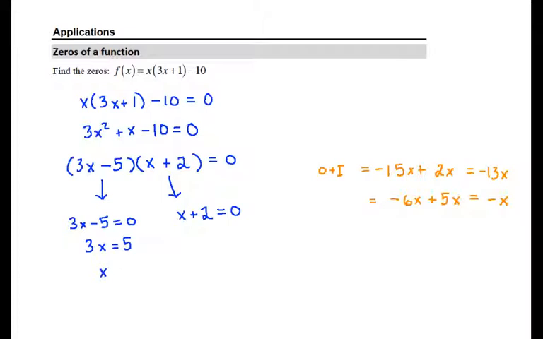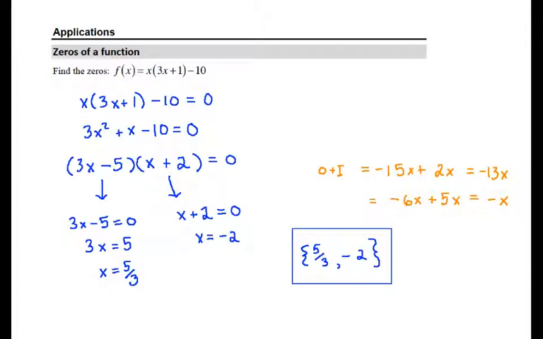Dividing both sides by 3 gets me x equals 5/3. Subtracting 2 from both sides in the other equation gets me directly to x equals negative 2. So we get the two solutions, 5/3 and negative 2. So some students would factor this. Some students try to avoid factoring if it requires a lot of guessing and maybe would just go straight into the quadratic formula, and that's acceptable too on something like this.